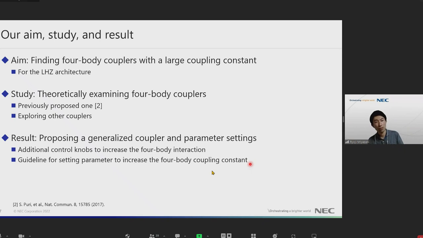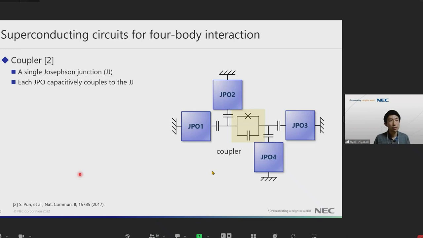So how do we realize a large coupling constant? This is the aim of our study, to find a four-body coupler with a large coupling constant for the LHZ architecture. Our study is theoretically examining four-body couplers. One is the previously proposed one, shown in the previous slide, and we also explore other couplers. The result is that we propose a generalized coupler and appropriate parameter settings. That coupler has additional control knobs to increase the four-body interaction, and the result gives a guideline for setting parameters to increase the four-body coupling constant.